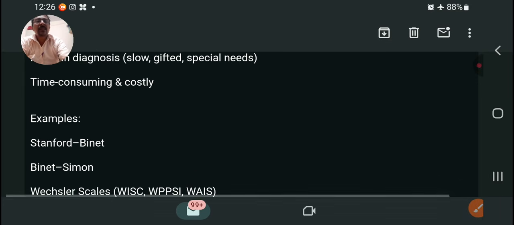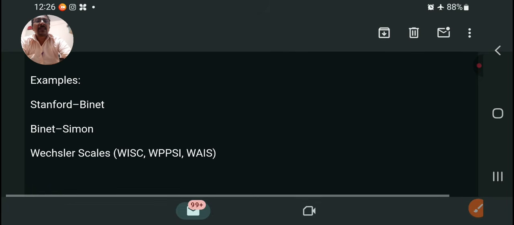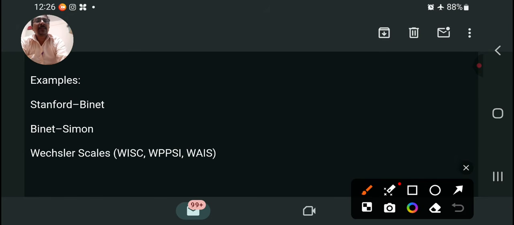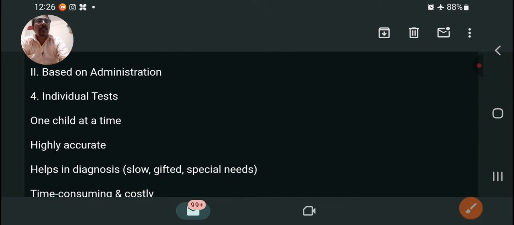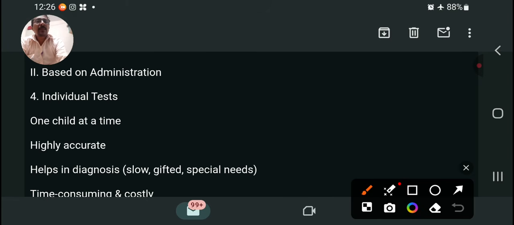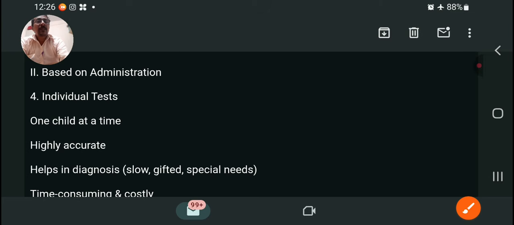Examples: Stanford-Binet test, then Binet-Simon, Wechsler scales, WISC, WPPSI, WASI. These are the examples of individual tests, especially for slow, gifted, and special needs children.